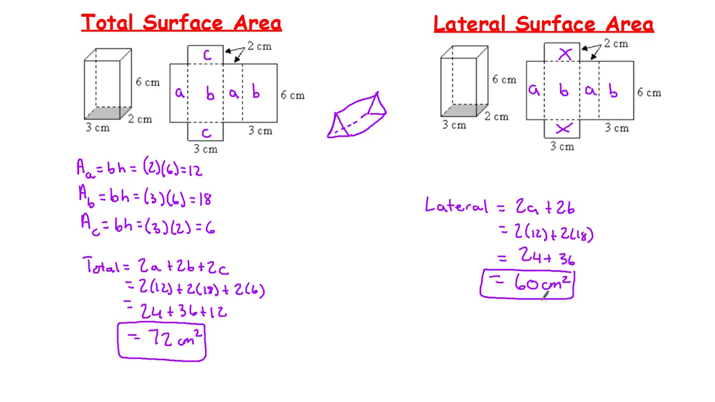Okay, so I want you to notice that these two are very similar. The only thing that's different is the fact that the lateral surface area is the surface area of all of the sides, excluding the bases. For total surface area, we're talking about everything. All right?